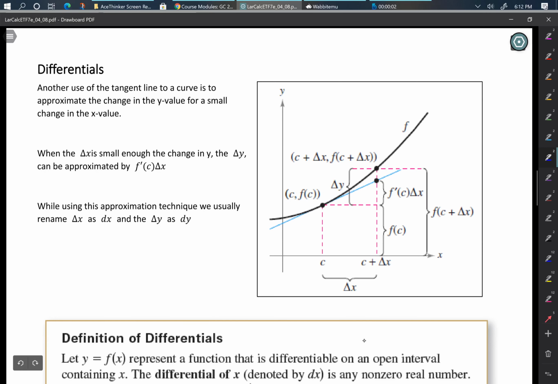All right, so this is section 4.8, part 3, and we're going to take a look at the idea of differentials. It's a different way to use a tangent line to a curve rather than to approximate the actual y value. This would be a way to use a tangent line to approximate the change in the y values for a corresponding known change, a small known change in an x value.